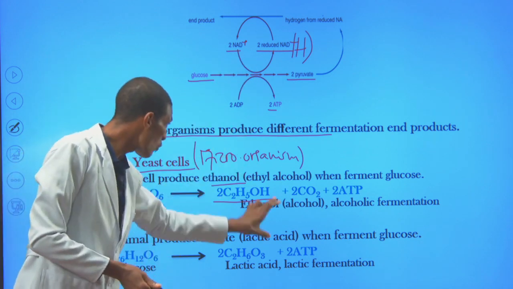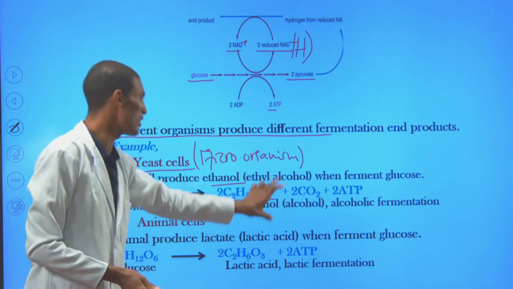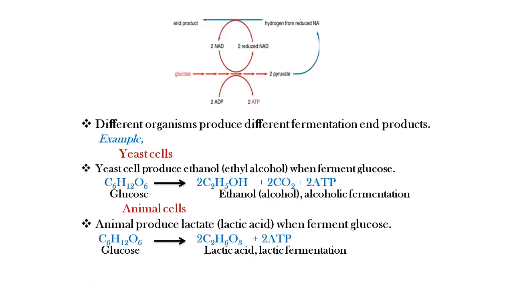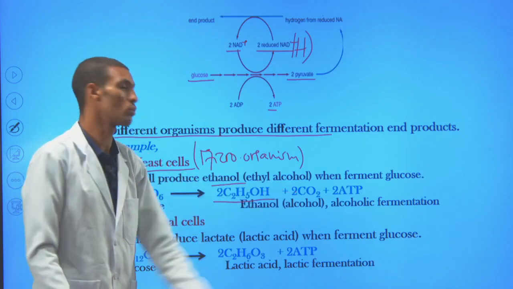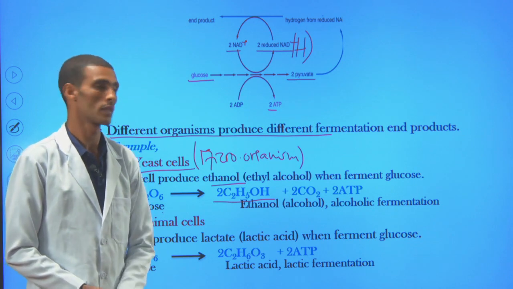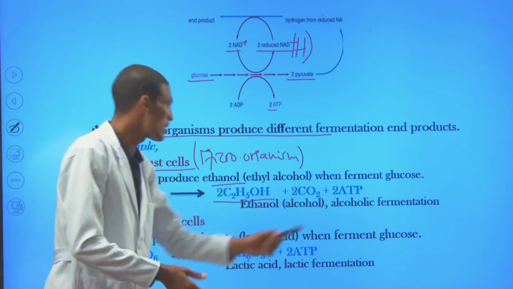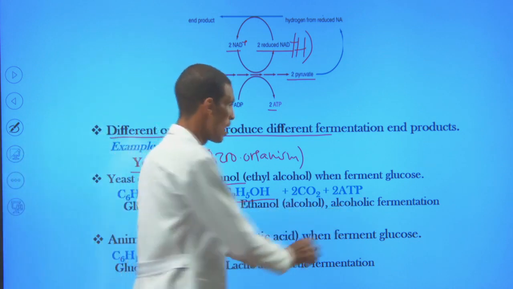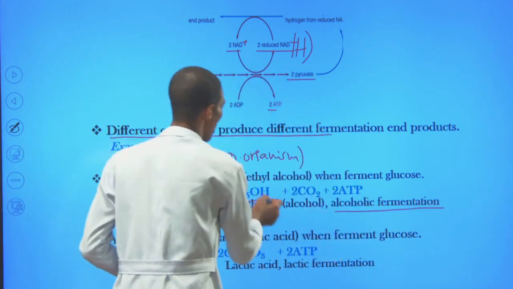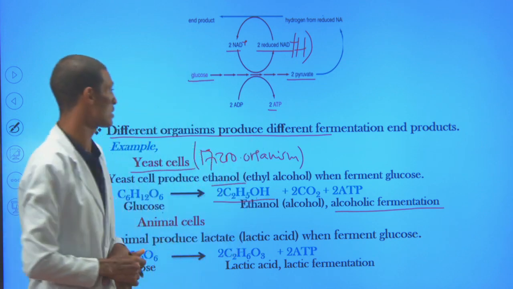The end product of alcoholic fermentation, or anaerobic fermentation in yeast, when they ferment glucose anaerobically, is ethanol and 2 carbon dioxide, ATP, and NAD. Accordingly, this type of reaction is said to be alcoholic fermentation because the end product obtained here is alcohol.